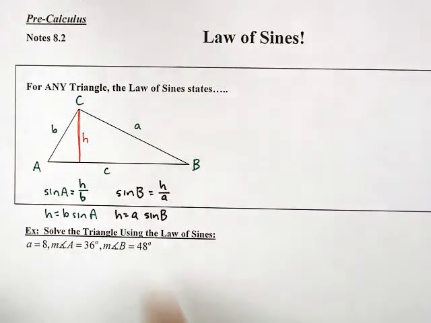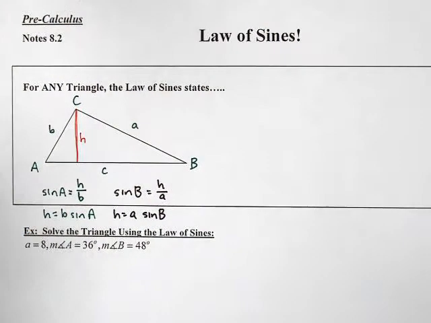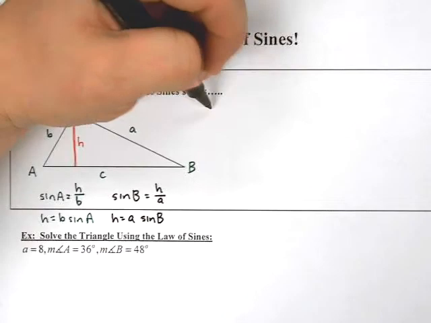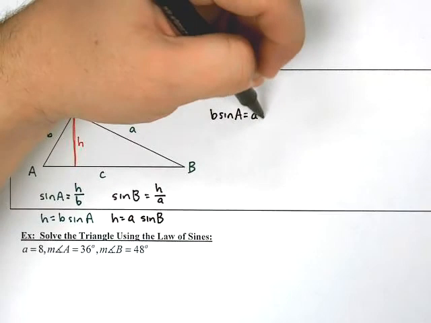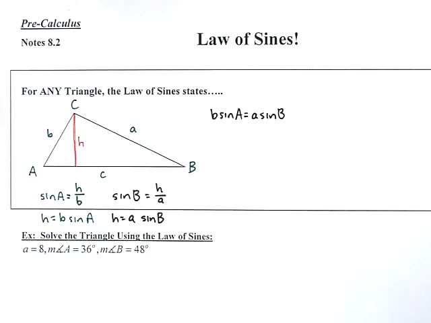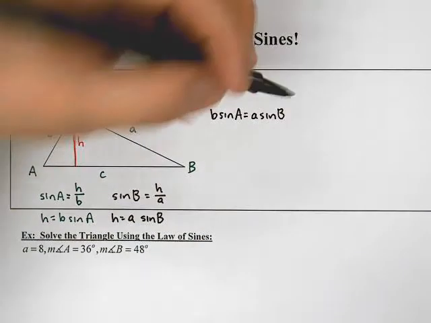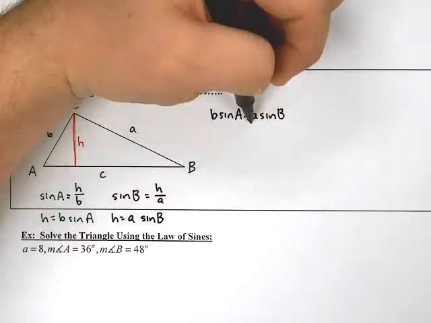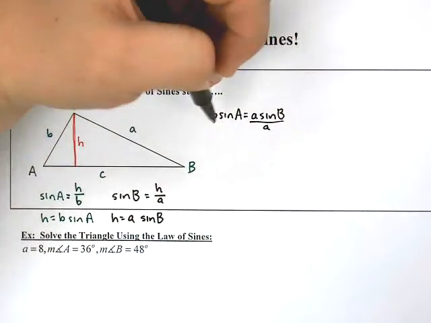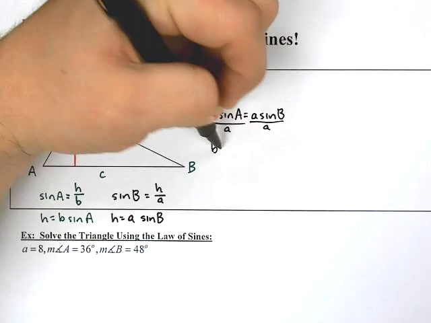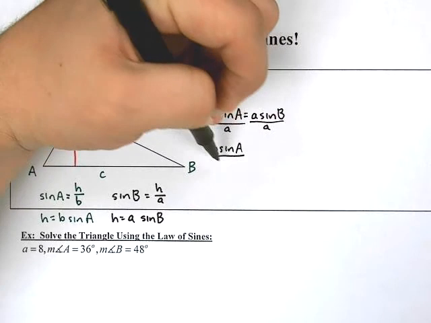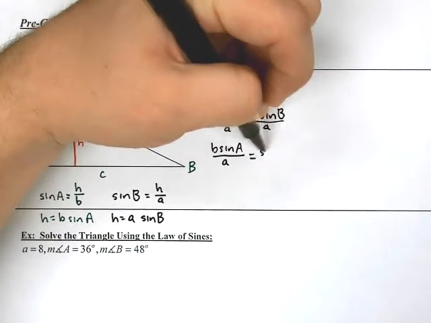Well, what do we notice? These are both equal to H, so I can set these equal to each other. I can say B sine A equals A sine B. And the last thing we're going to do, just to help us memorize these, is divide by A. So now I have B sine A over A equals sine B.